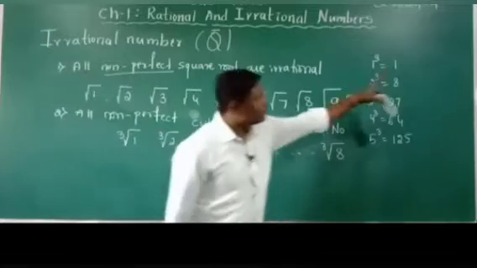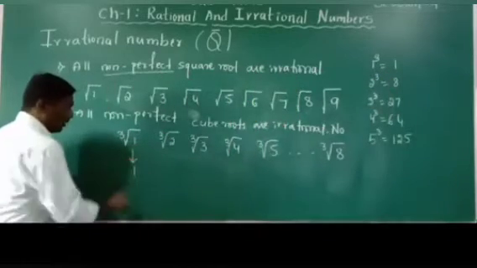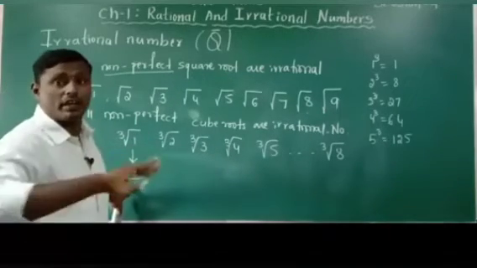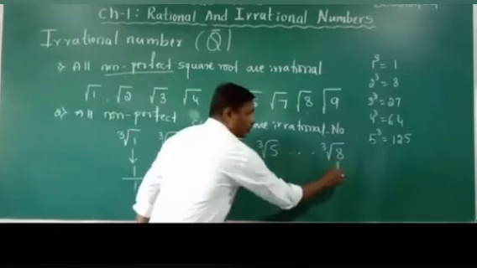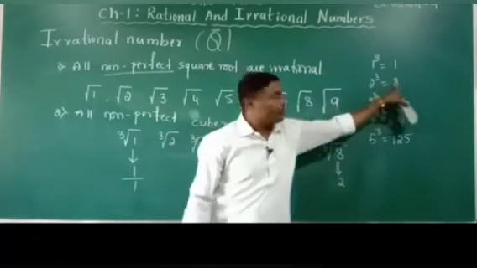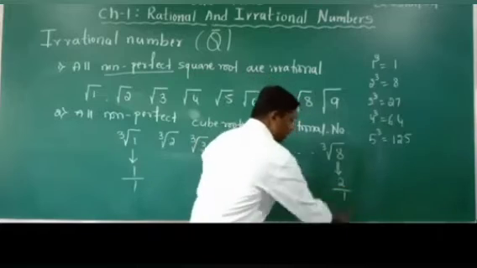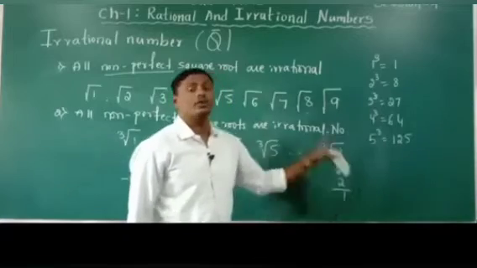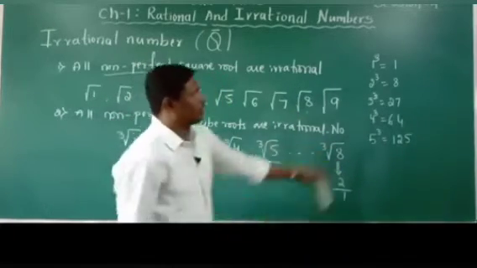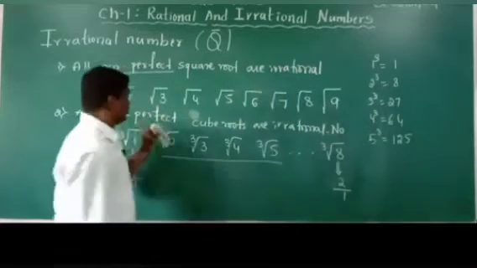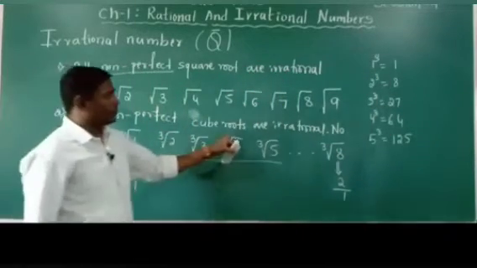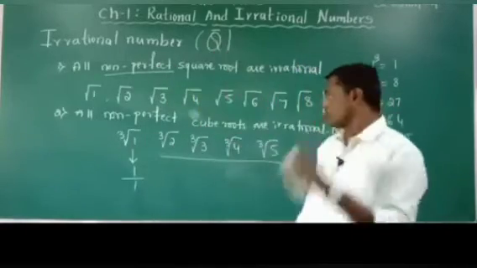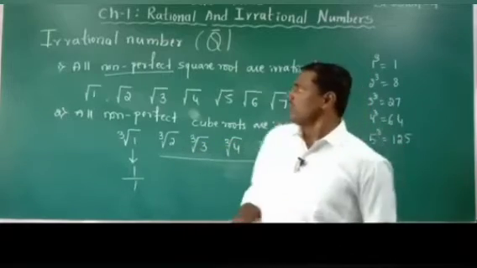So other than these numbers, here the cube root of 1 is 1. We can represent it in the form of a rational number, 1 by 1, because we already know that the denominator of any number is always 1. Cube root of 8 is 2, right? So 2 by 1, it is in the form of a rational number. So the cube root of 8 is also a rational number. Perfect cube roots are considered rational numbers. Non-perfect cube roots are considered irrational numbers. Okay. Next, third one.